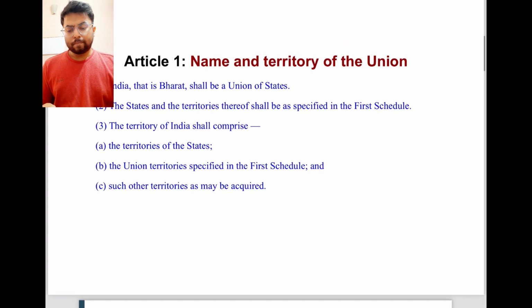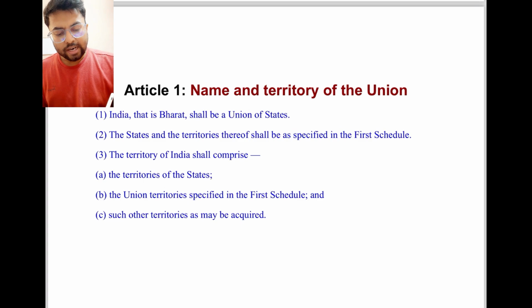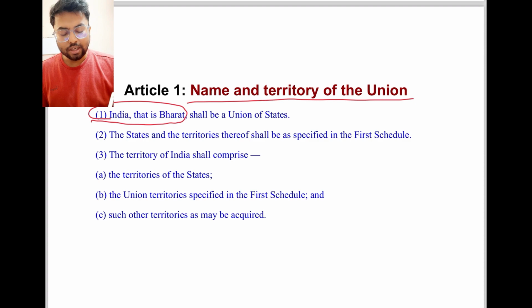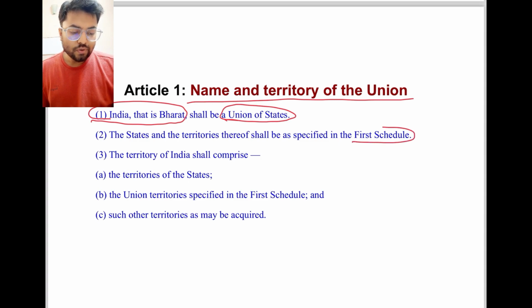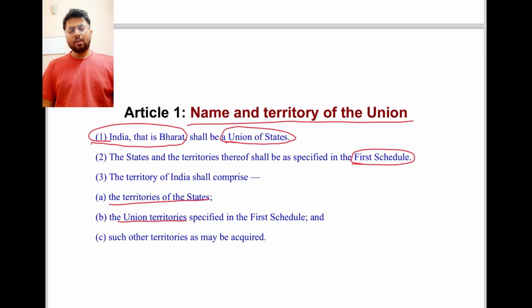So, Article 1, the name and territory of the Union. India, that is Bharat, shall be a union of states. The states and territories thereof shall be as specified in the first schedule. The territory of India shall comprise the territories of states, the union territories specified in the first schedule, and such other territories as may be acquired. So, first of all, India, that is Bharat.